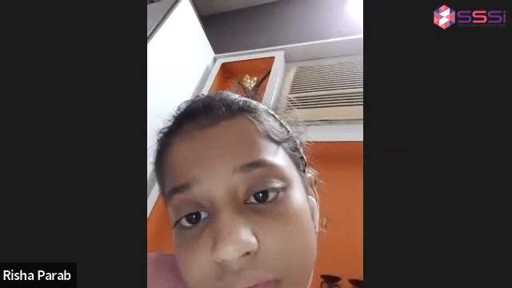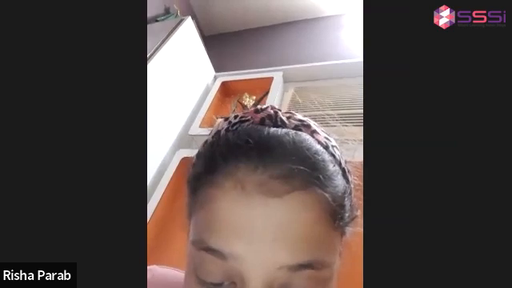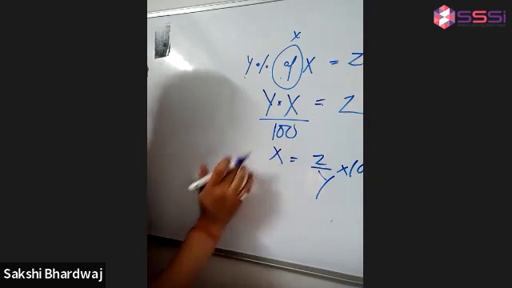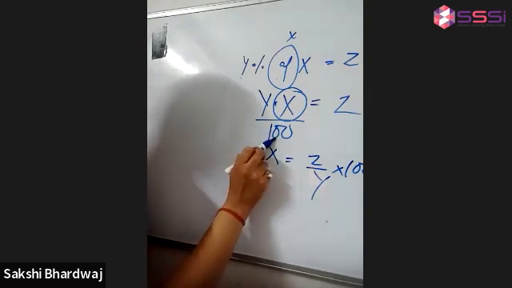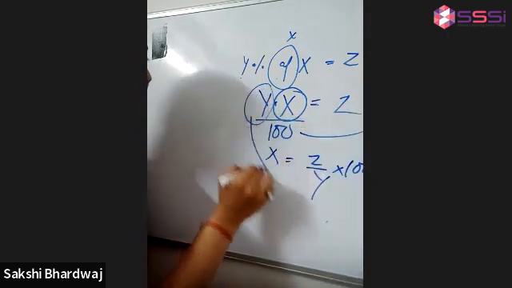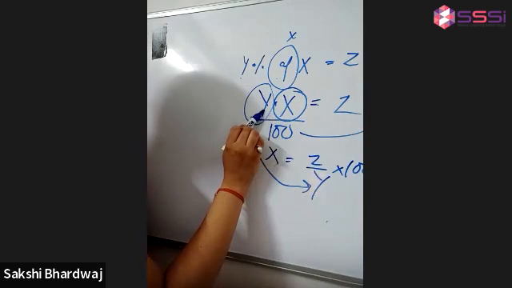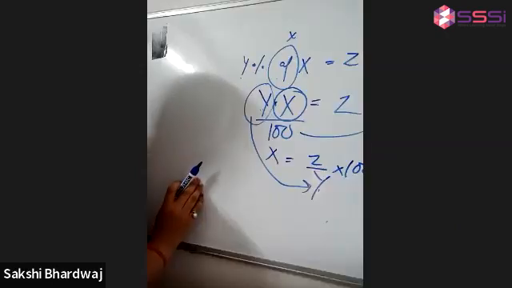That means x equals z upon y multiplied with 100. If they ask to find the value of x only, we put the 100 in the numerator. We will multiply z by 100, and y will go in the denominator. When this changes its side, it will go in the denominator. Take it to the other side, divide. Clear, Risha? Yes, ma'am.